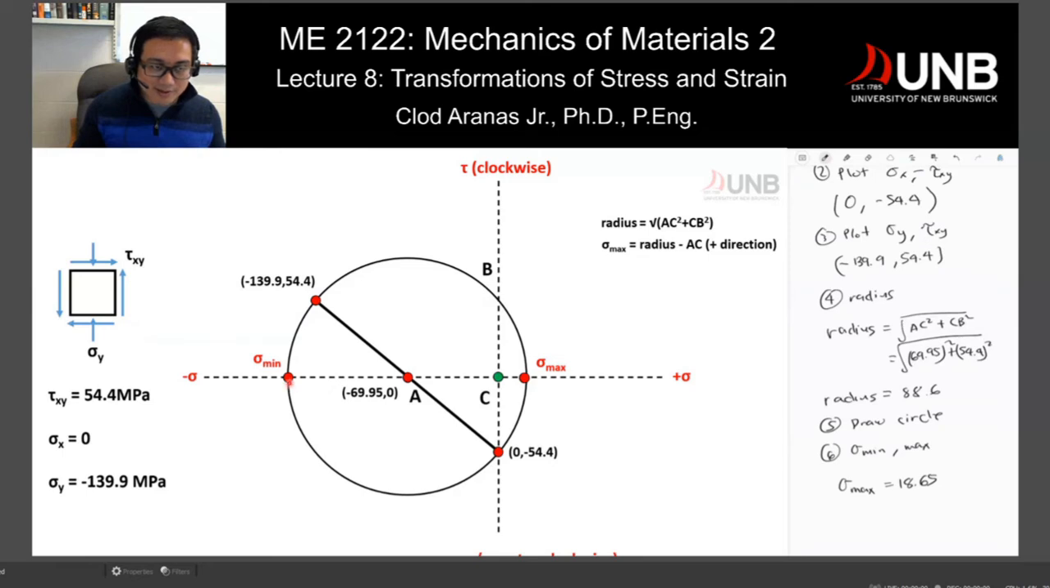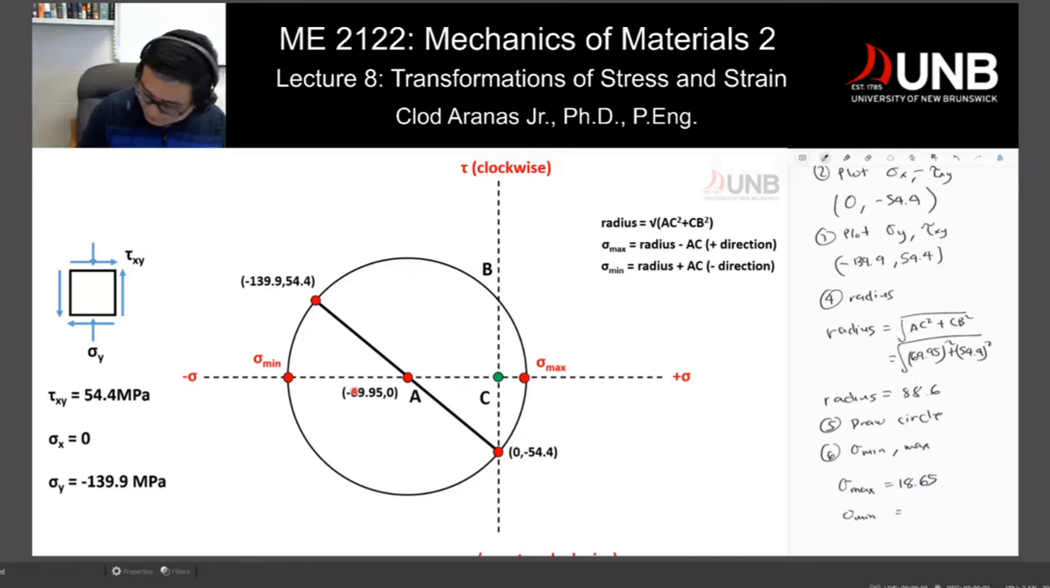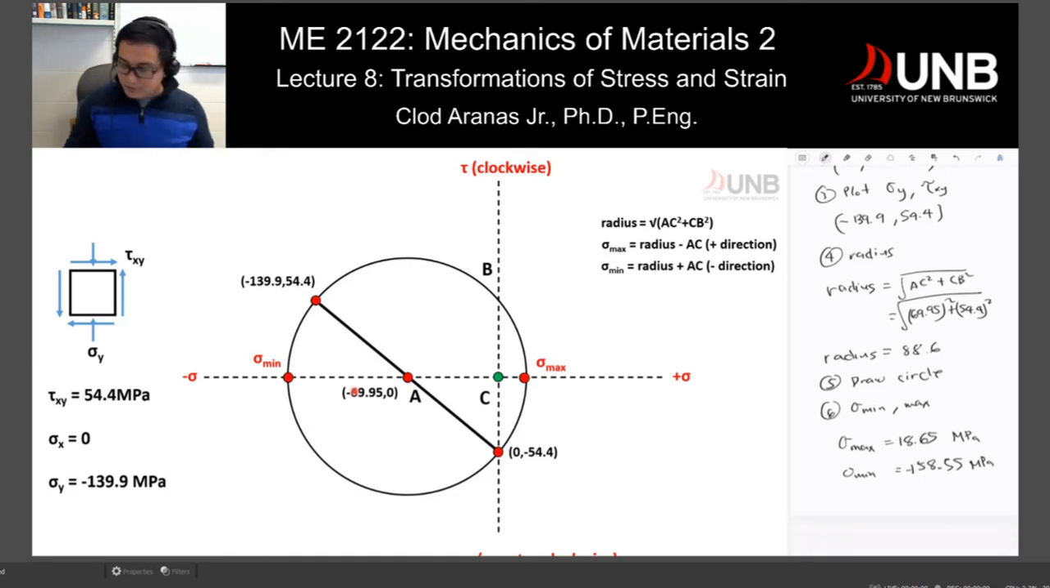Now, your minimum is right here. Your minimum is the radius, which is this radius right here, plus AC. That's a distance from this point, and that would give you negative 158.55. And again, that's in megapascal. So don't forget about that. I forgot, but don't forget that one. So that would be for minimum and maximum.